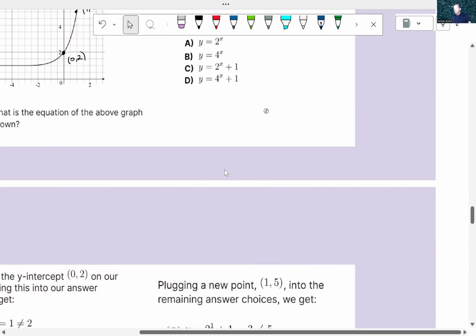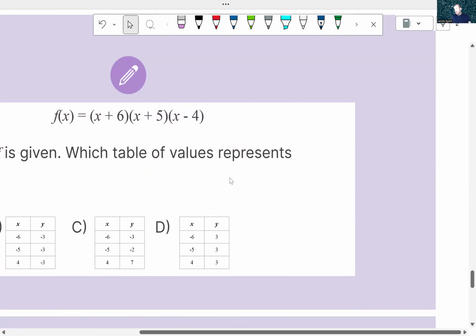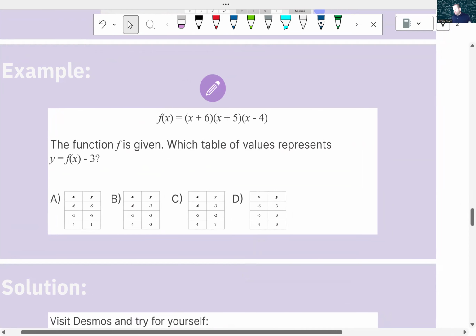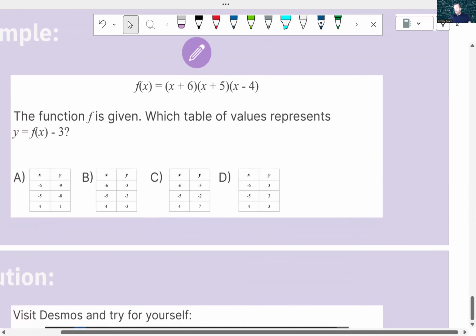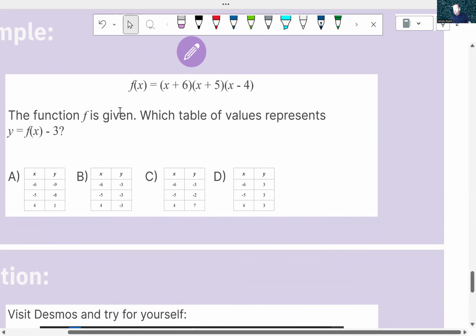And let me see if this is the part where we go over the tables. Okay. So here's a Desmos question. It says, here's this function f of x equals all this stuff. And it tells us the x-intercepts of the function. So if you're familiar with polynomial functions, if you set each of these equal to 0, you can solve for what x is, and that tells you where it crosses on the x-axis.